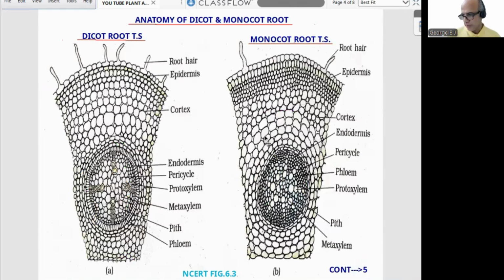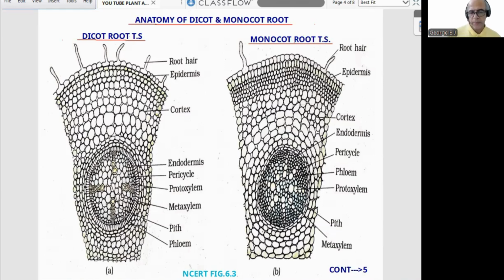So these 2 diagrams almost look alike, but differences you can easily find. Here only 4 patches, here numerous. Shape is polygonal here, here it is circular. This way you can easily identify it by comparing with the diagram itself. Anyway, we can proceed. Dicot root: epidermis, outermost layer, epidermal piliferous layer, root hairs can be seen.